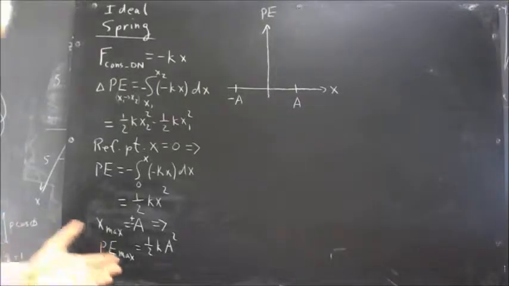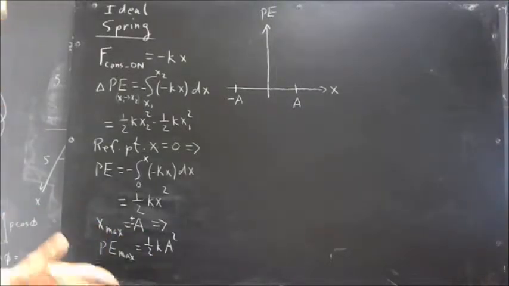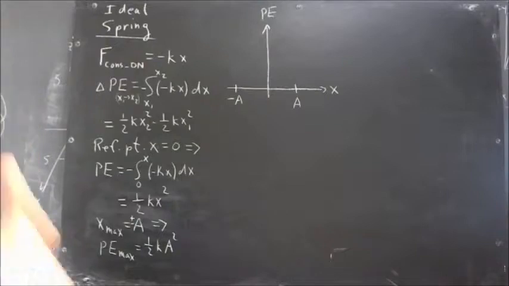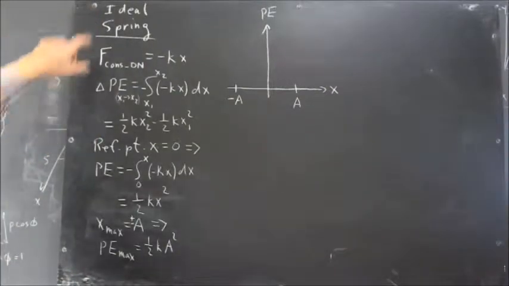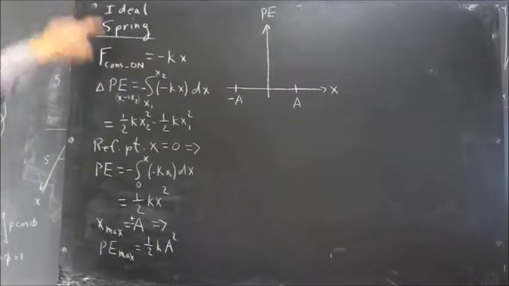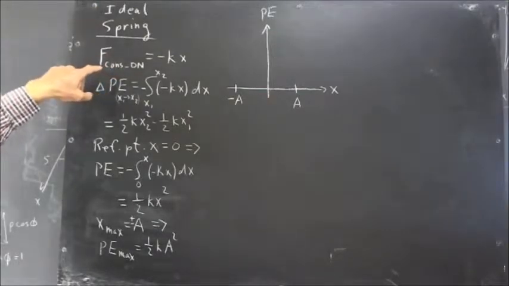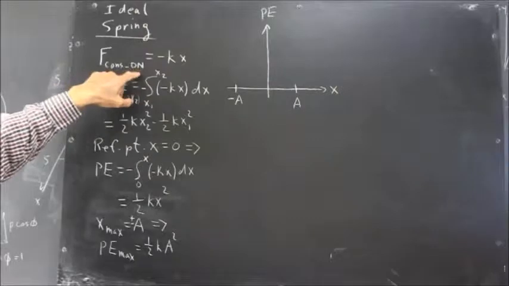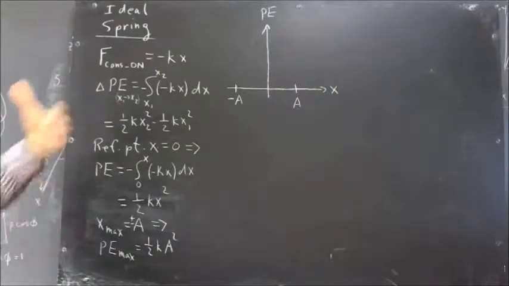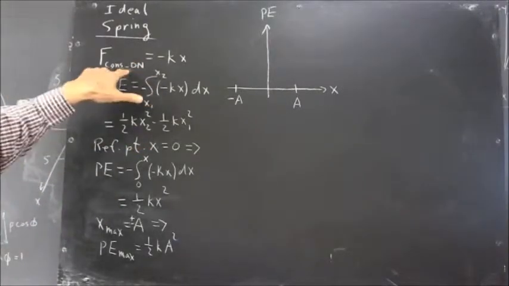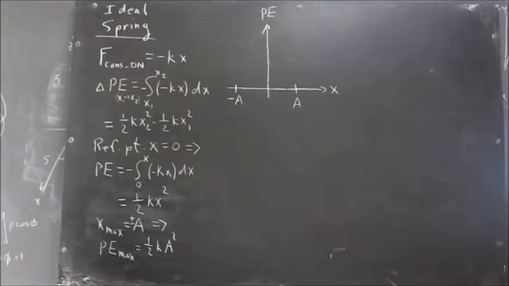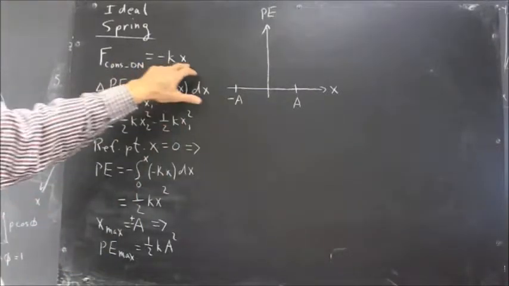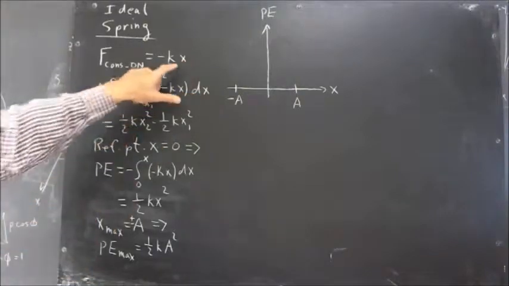To help get a better handle on the ideas of potential and kinetic energy and energy conservation, we're going to consider an ideal spring. For an ideal spring, the conservative force exerted on whatever mass or object is attached to the spring is negative kx. Just a very simple linear restoring force. And you should be familiar with this.